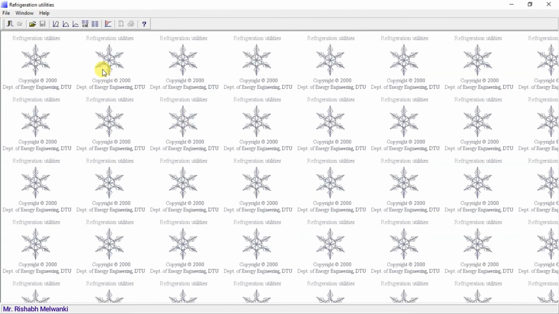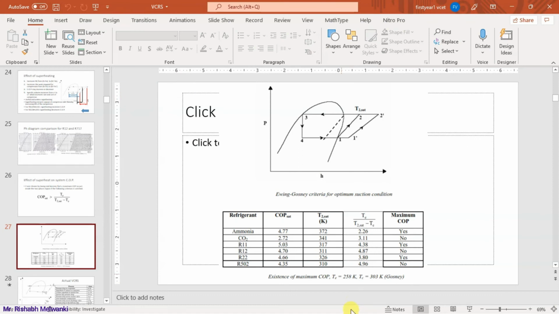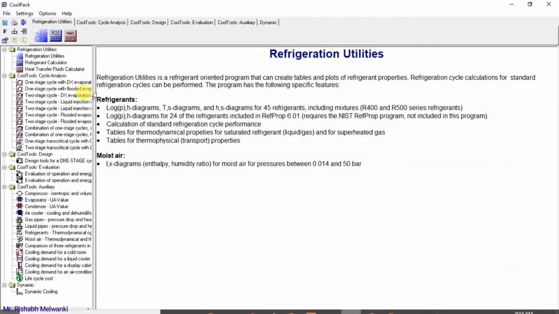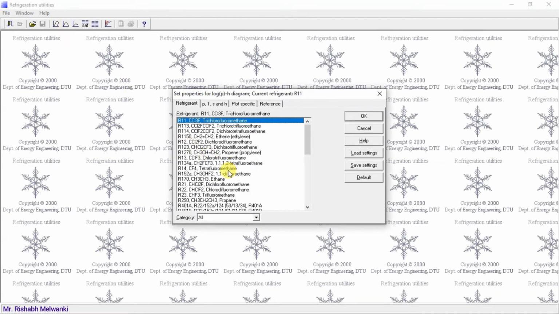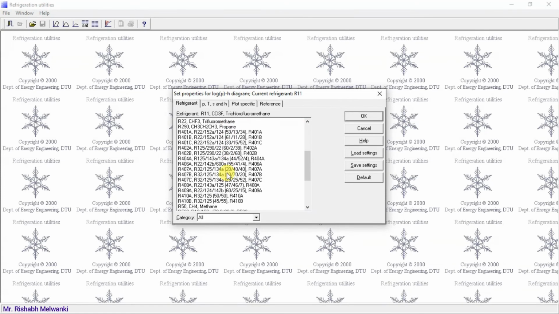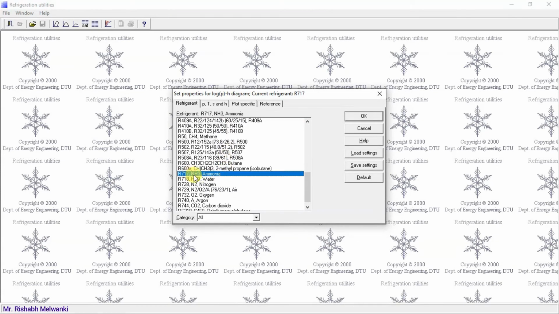So I'll go to the software now. You observe over here. I'll close this window. This is the CoolPack software. You have to left click on refrigeration utilities. Now here you observe different charts are shown. The first chart is the pH chart. So I'll click on pH chart and I will select ammonia which is R717. Here you observe we have ammonia R717, then click OK.